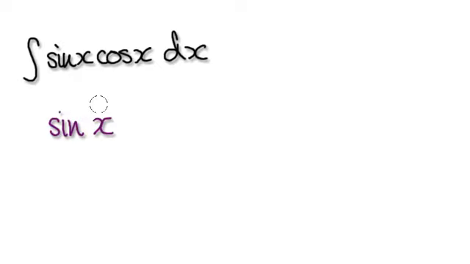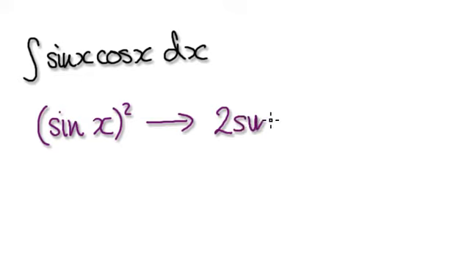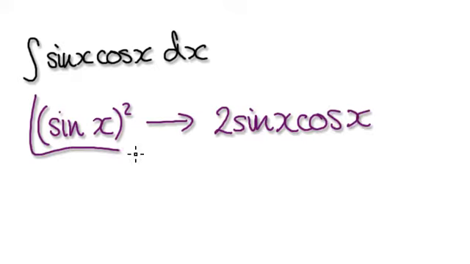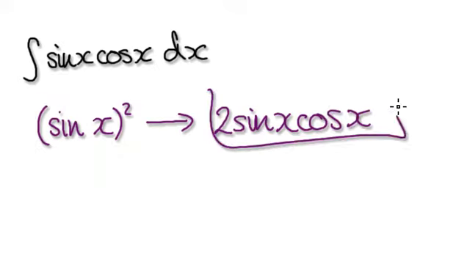Let's visualize this as this. So when you try and differentiate this, it will give you 2 sine x, because you're using the chain rule here, and then times the derivative of the bubble itself. So that will be cos of x. Okay, so when you try and differentiate this here, it will give you this.